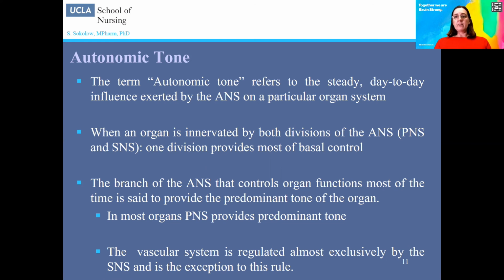That's the case of the parasympathetic nervous system for the GI tract and most of the organs, actually, the lungs, the bladder. Only the vascular system is almost exclusively regulated by the sympathetic nervous system, and it is the exception to the rule, because I said most of the organs are regulated by the parasympathetic nervous system, which provides the predominant tone.